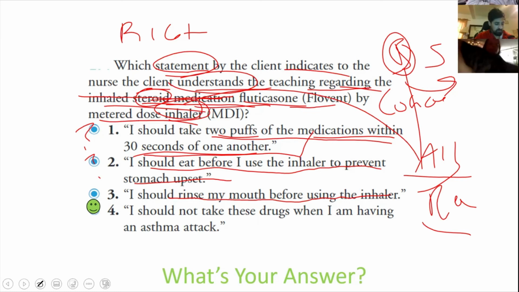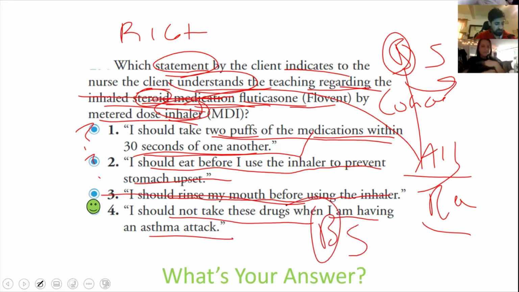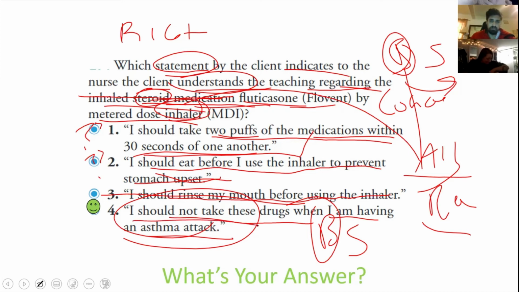Everybody knows about steroids and everything like that. I should not take these drugs when I'm having an asthma attack. Again, BS, acute, this is most correct. Even though I might not have been sure about these, that's why you always keep it. Even if you're not sure about a question, don't start to panic. Put a question mark because this supersedes my questioning this stuff, right?